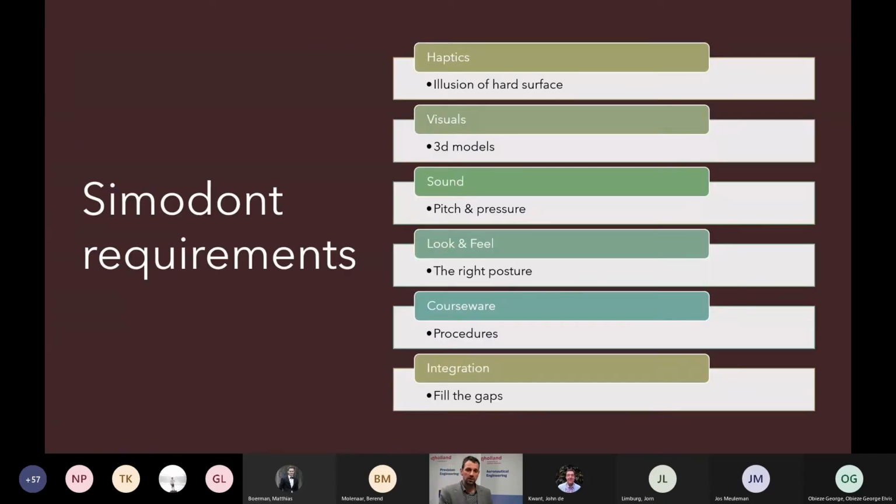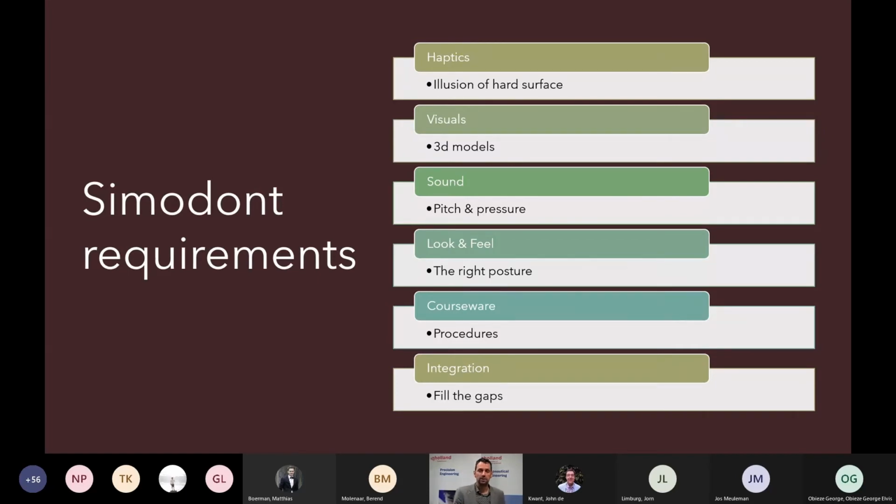Now, to come to the end of it, the summary is that when we started developing the Simodont, we started off with haptics because that's what we knew. Remember the control loading shown in the beginning. But there was so much more that was important, and all these blocks, I just picked 6 of them, have to be in place, or else the simulator would simply fail. We had to have haptics, and we got away with the illusion of the hard surface to keep the haptics fairly simple. Without visuals, there was no proper training model. The sound apparently was inevitable.